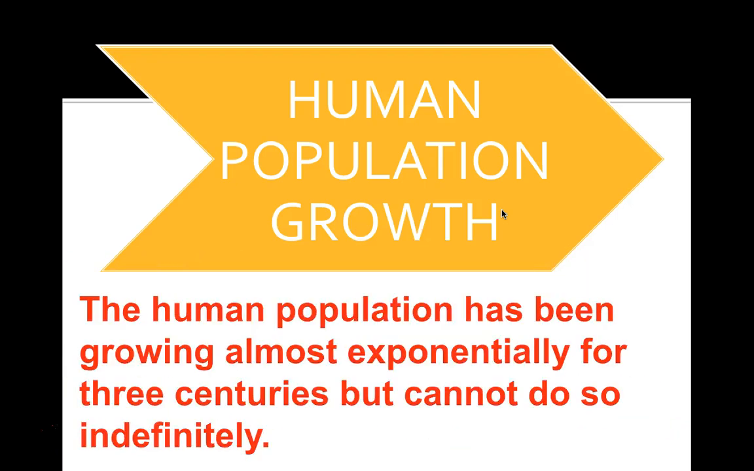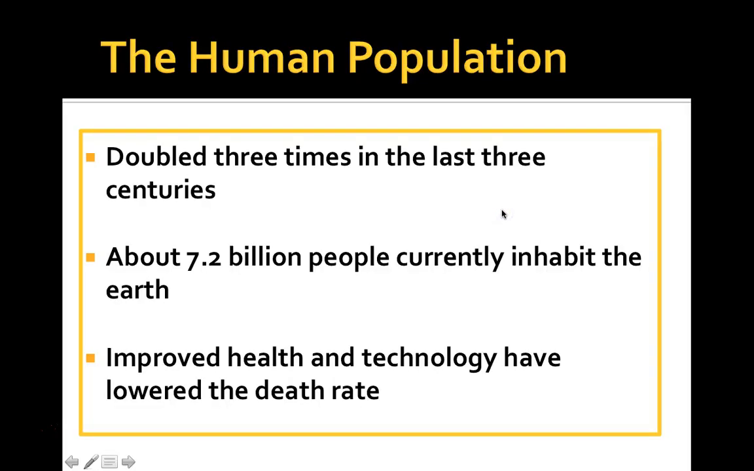The human population has been growing almost exponentially for 3 centuries, but cannot do so indefinitely. We've doubled 3 times in the last 3 centuries, and about 7.2 billion people currently live on Earth. Because of improved health technology, our death rate has decreased, and our birth rate continues to increase. This is what causes the exponential growth.